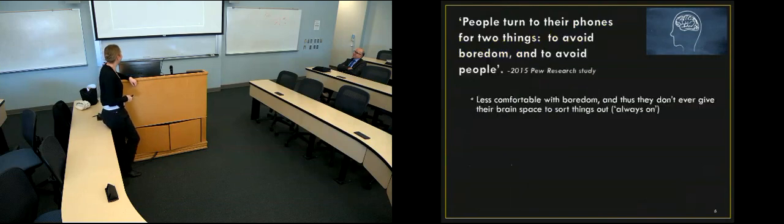Okay. What else do people do? What else is affecting our brains? This is a really interesting quote coming from a 2015 Pew Research study. People turn to their phones for two things: to avoid boredom and to avoid people. And you will see this with kids a lot these days. When we were children, it was difficult to interact with adults, right? Adults are intimidating and scary, and they will correct you when you're wrong. And so children today will just retreat into their phones. Students will retreat into their phones. Adults will retreat into their phones because it's a safer place, right?